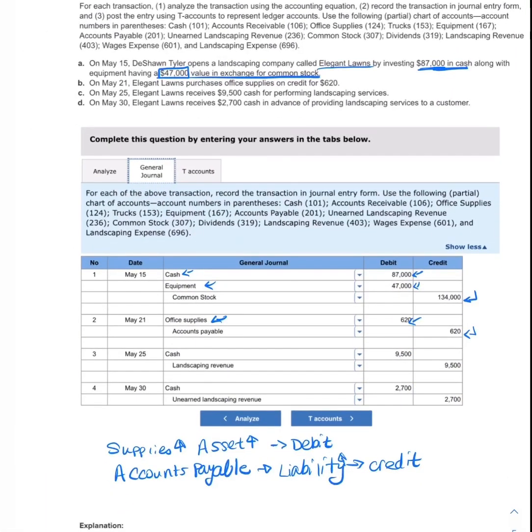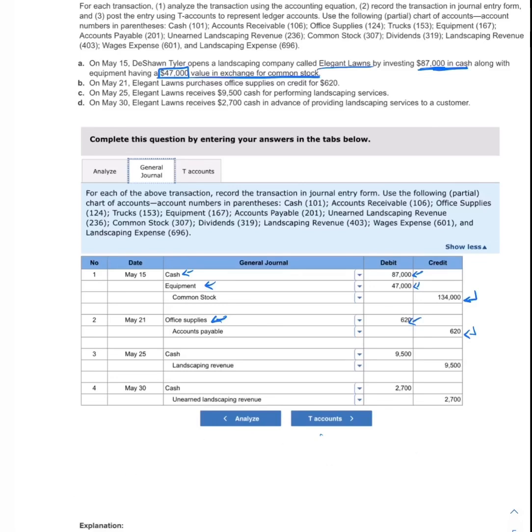So the next question asks us, what do we record if we have the situation where we receive $9,500 for performing landscaping services? So we received cash. So cash is increasing.